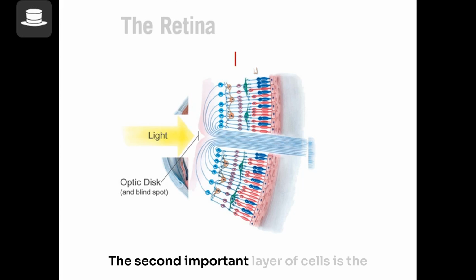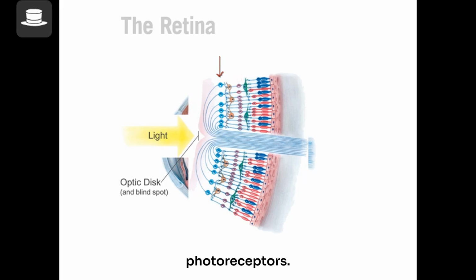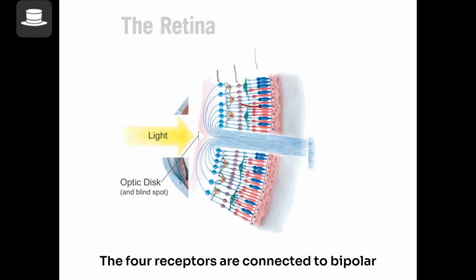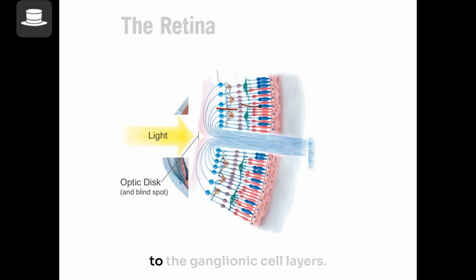The second important layer of cells is the bipolar cell layer. The photoreceptors, then the bipolar cell layer, and the last layer is the ganglionic cell layer. So ganglionic cells, bipolar cells, and photoreceptors. There are other cell structures in between, but we'll only focus on these three types of cells: photoreceptors, bipolar cells, and the ganglionic cells. As you can see, the photoreceptors are connected to the bipolar cell layer, which is in turn connected to the ganglionic cell layer. And the axons of these ganglionic cells, which are the last layer, the outermost layer of the retina, come out of this exit.